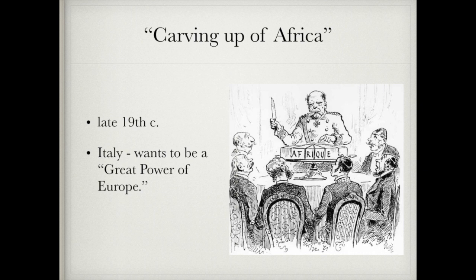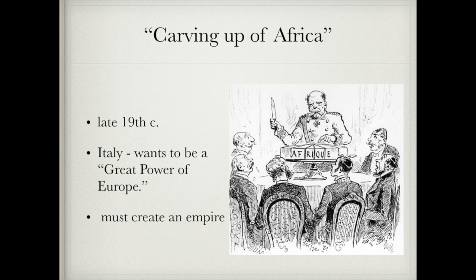That's why in this political cartoon, we see these white European men sitting around a table. They're all going to get a slice of cake here that says Africa on it. And the person about to carve up the cake is a very famous German figure. This is Bismarck, and he's about to slice up the cake for the European powers. So Italy wants to be a great European power like Great Britain or Germany.